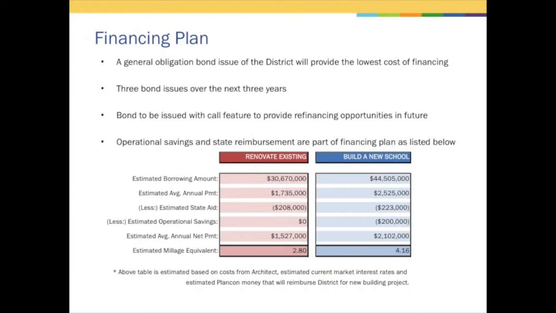If you go with the new building option, we're estimating it's going to cost about $44.5 million. The average annual mortgage payment is about $2.5 million. Then when you take out the state aid, which we're estimating at $223,000, and the operational savings of $200,000, you're left with a net payment of $2.1 million, which translates into 4.16 mils. So the difference between the renovation and the new building is about 1.3 mils in order to have a new building, the building that you see in all these pictures. Okay, so that's what we're estimating currently.